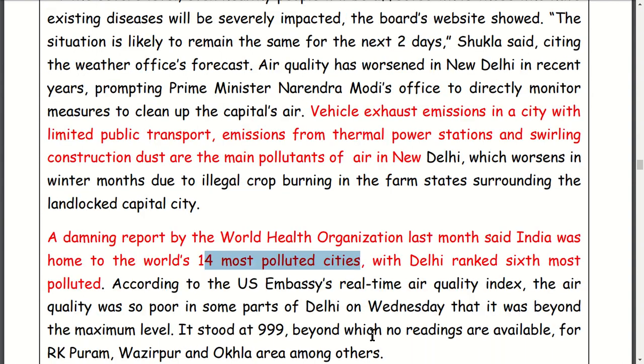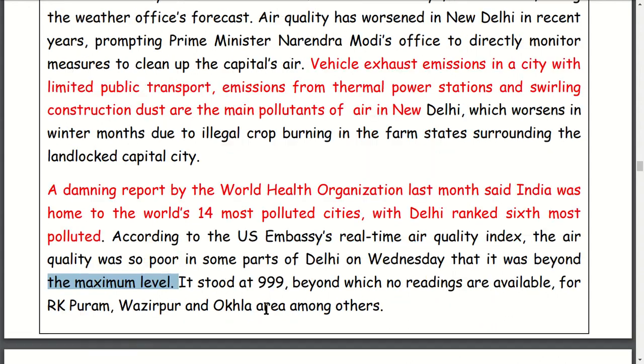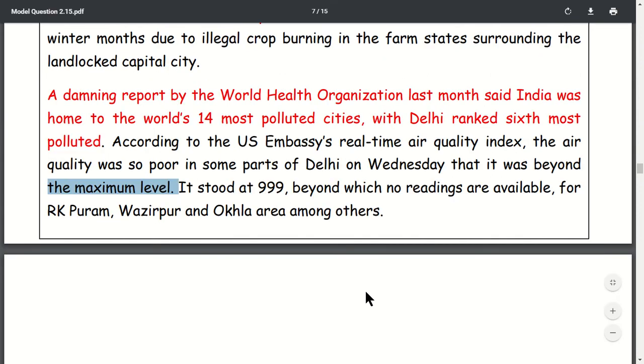According to the US Embassy's real-time air quality index, the air quality was so poor in some parts of New Delhi on Wednesday that it was beyond the maximum level. It stood at 999, beyond which no readings are available, in R.K. Puram, Wazirpur and Okhla area, among others.